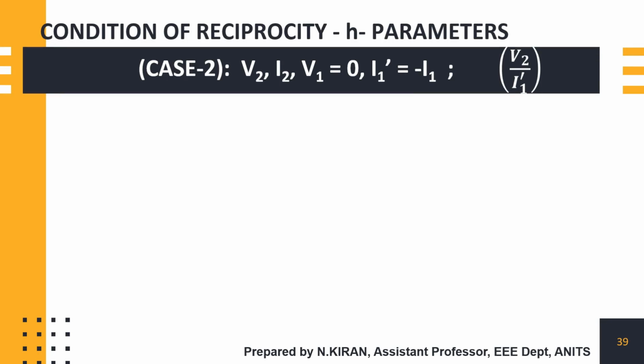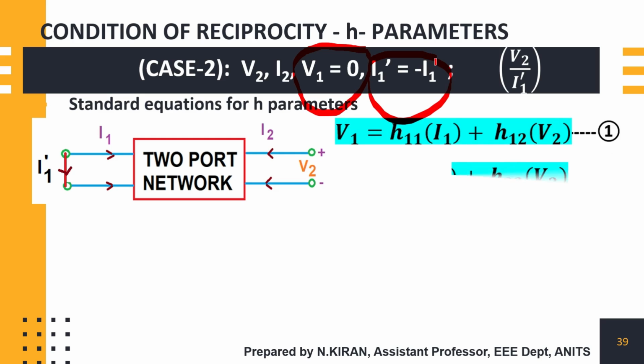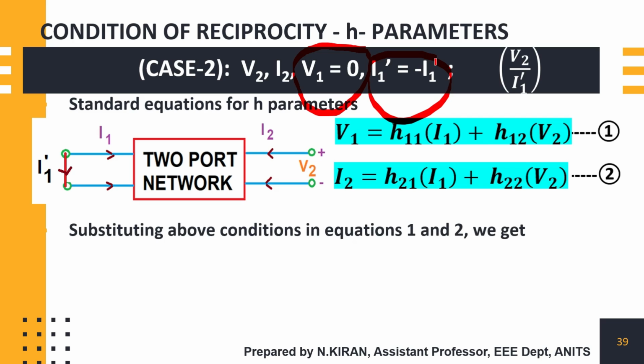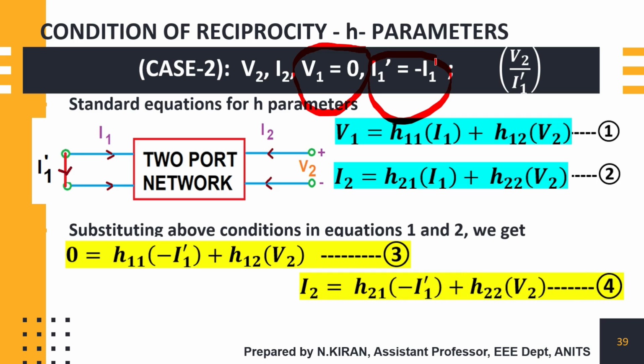So the second case, I'll consider excitation at the second port and response in the first port. Since response is considered in the first port, V1 is 0 and I1 is minus I1 dash. Considering the standard equations for H parameters to be equations 1 and 2, substituting these two conditions in the first equation as well as the second equation, the first equation becomes 0 is equal to H11 into minus I1 dash plus H12 into V2. The second equation becomes I2 is equal to H21 into minus I1 dash plus H22 into V2.